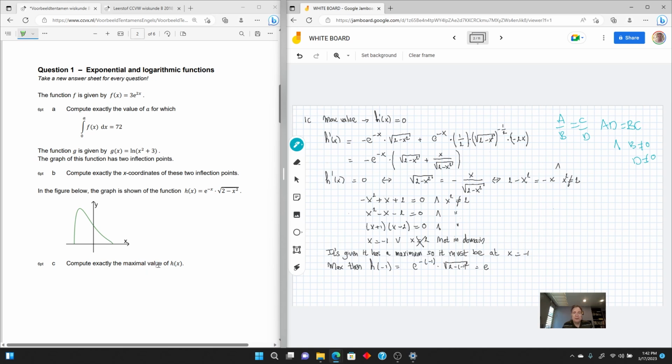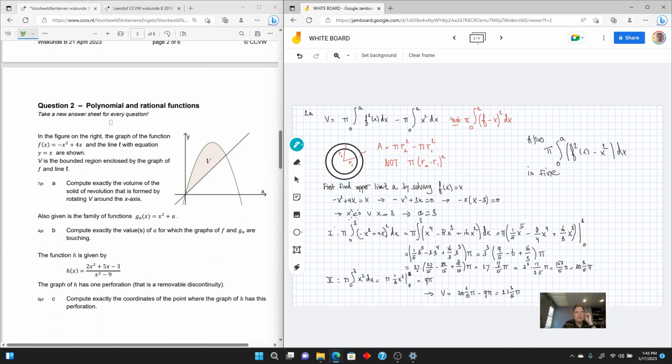And they're actually not asking for the x coordinate of the maximum, they're asking for the value. So you need to substitute the value in h. So h of -1. And if you do that carefully, you get that it's equal to e. All right. Question 1 is doable, how to say.